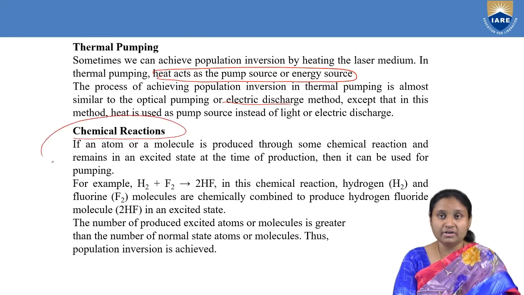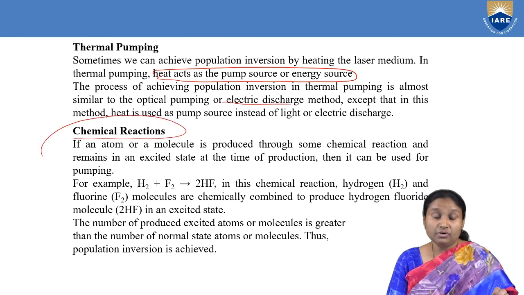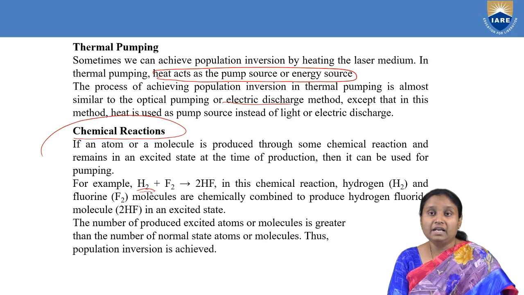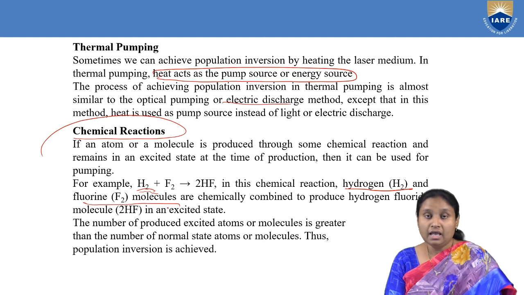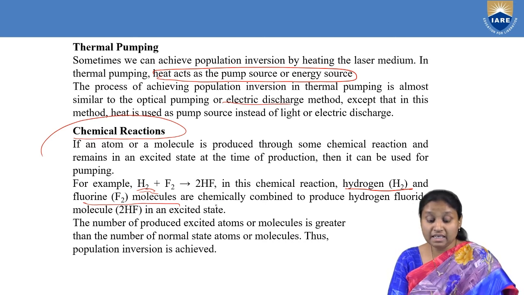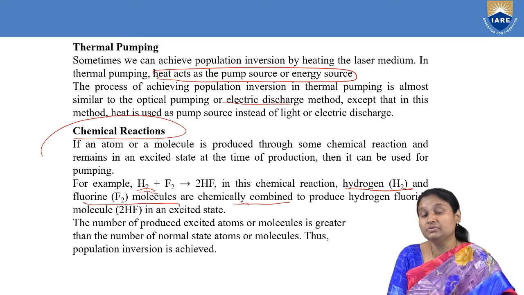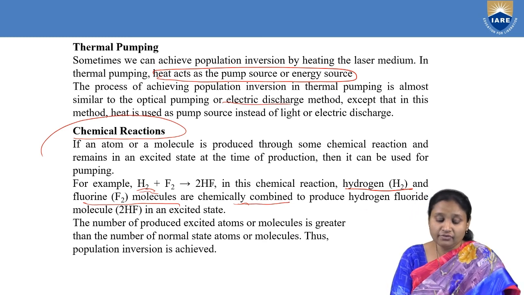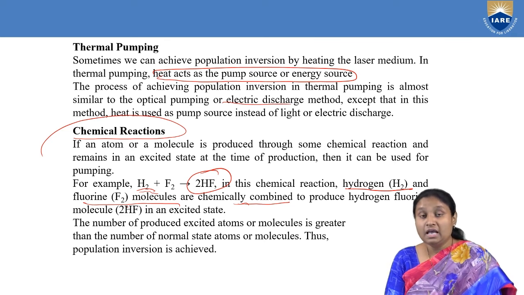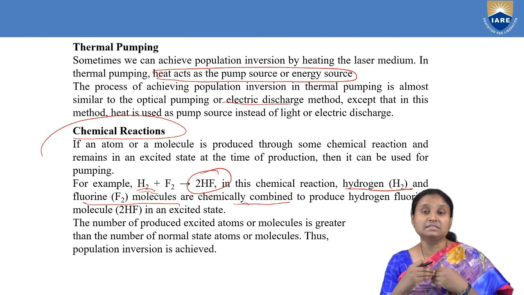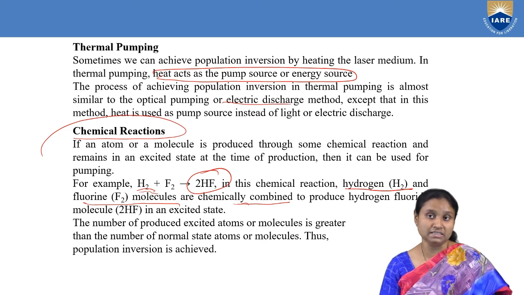Then we have our chemical reactions. In order to understand this phenomenon of pumping called chemical reactions, I have taken one example where a hydrogen molecule is reacting with fluorine molecules. When bonding takes place between hydrogen and fluorine, when chemical reaction takes place between these two molecules, then obviously we have formation of hydrogen fluoride molecules. And once we get these hydrogen fluoride molecules, they are already in the excited state. So during the chemical reaction itself, whatever product we are getting will be in excited state.